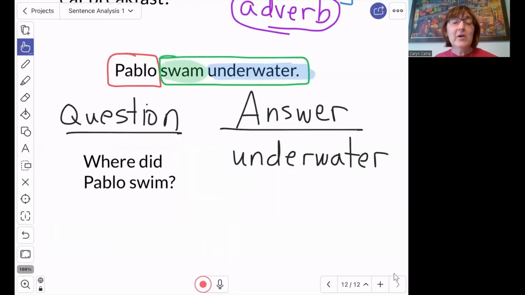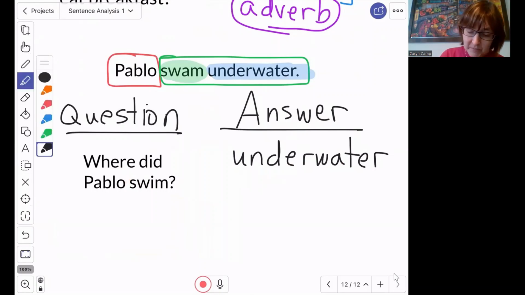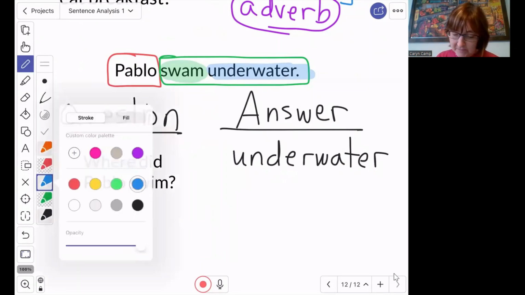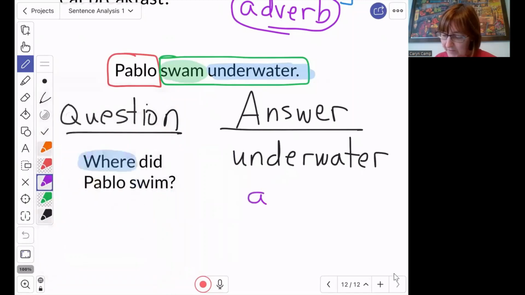Here's the question. Where did Pablo swim? Pablo swam underwater. The answer is underwater. In our question, what was the very first word? What's the question word? It is where. If you ask a question or see a question that begins with where, and you can answer it in one word, that is going to be an adverb.